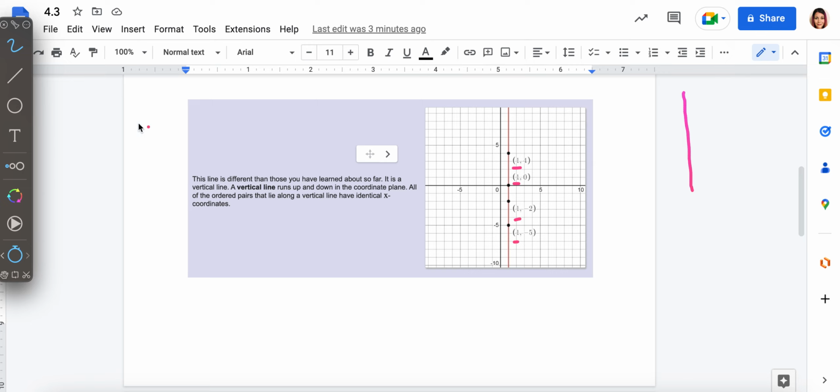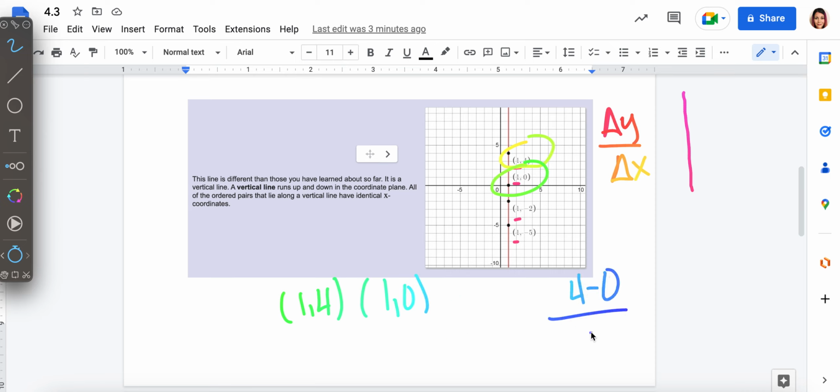But again, we're going to do the slope formula. Change of y's over the change in x's. So I'm going to pick the point 1, 4 and the point 1, 0. So 1, 4 and 1, 0. My change in y's, 4 minus 0. And my change in x's, 1 minus 1. 4 minus 0 is 4. 1 minus 1 is 0.